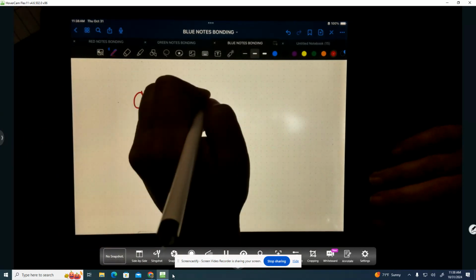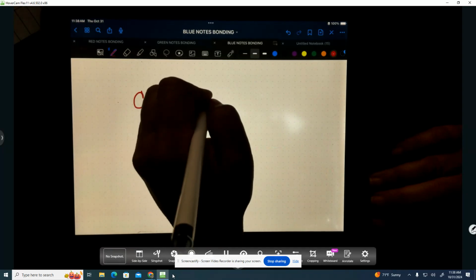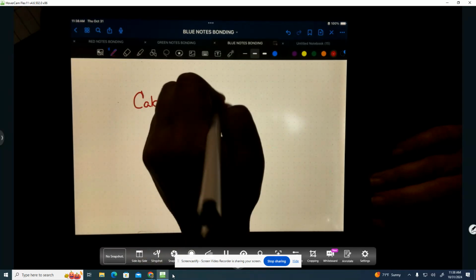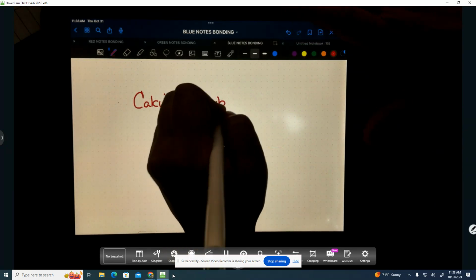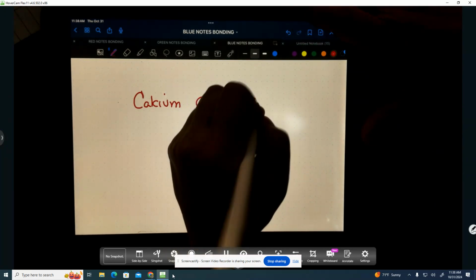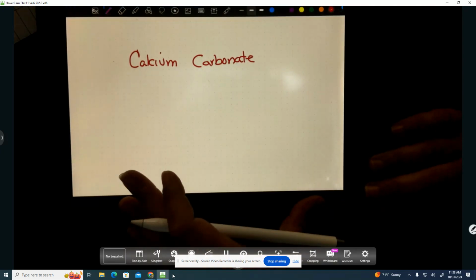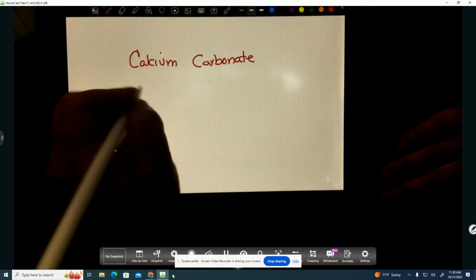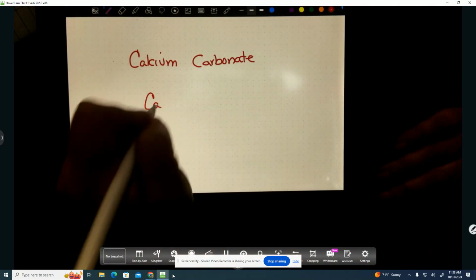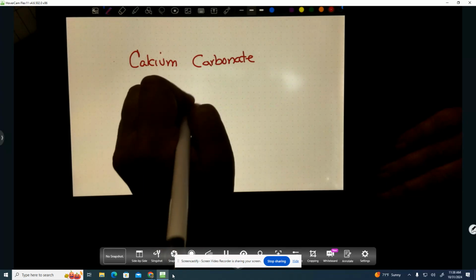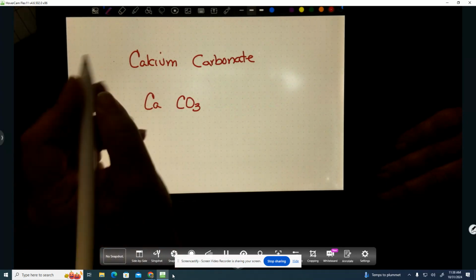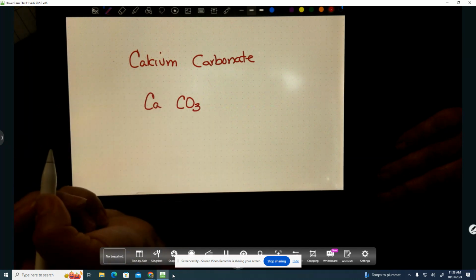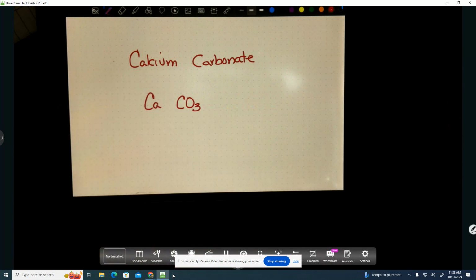I think I did a calcium already, but we'll do a calcium again. Calcium carbonate. Ooh, does anybody know what calcium carbonate is? It's chalk. Okay, calcium carbonate. What's the formula for calcium carbonate? Ca is the calcium. CO3 is the carbonate. Yep, CO3 is a carbonate. We got the pieces now.